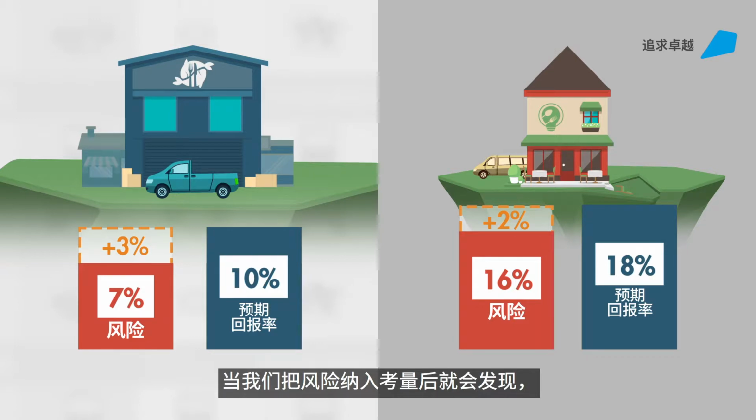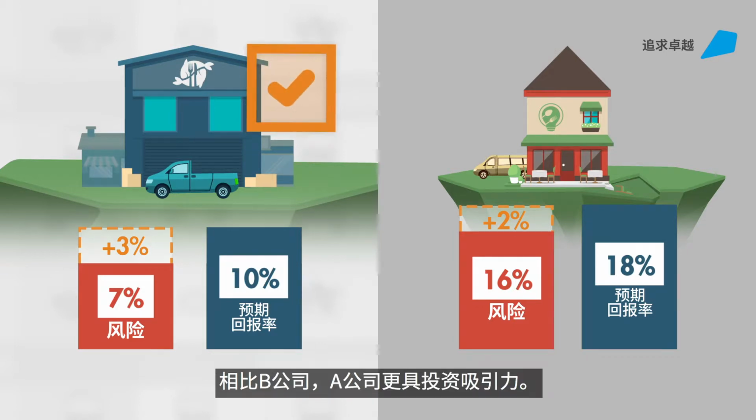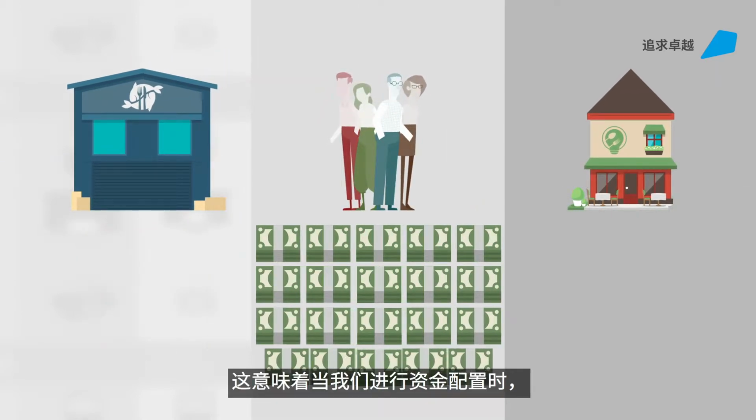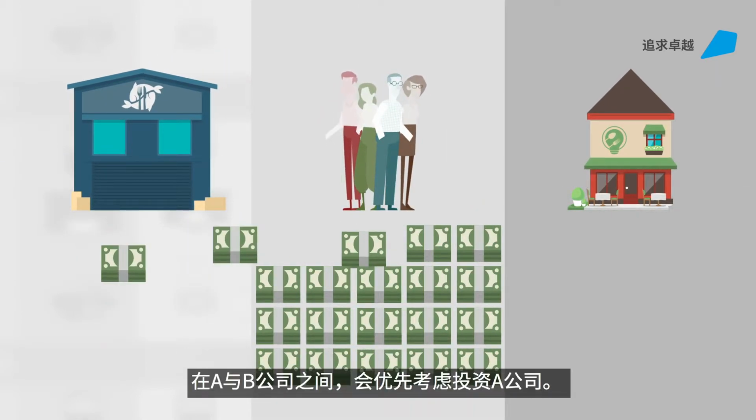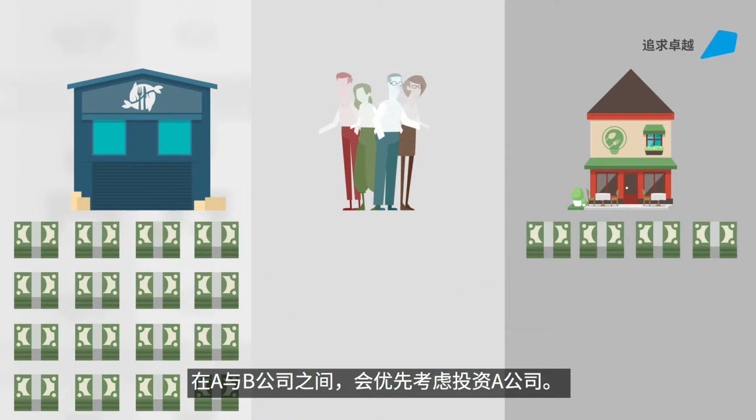Now that we've taken risk into account, Company A is the more attractive investment compared to Company B. This means that when we deploy our capital, we prioritize investing in Company A before Company B.